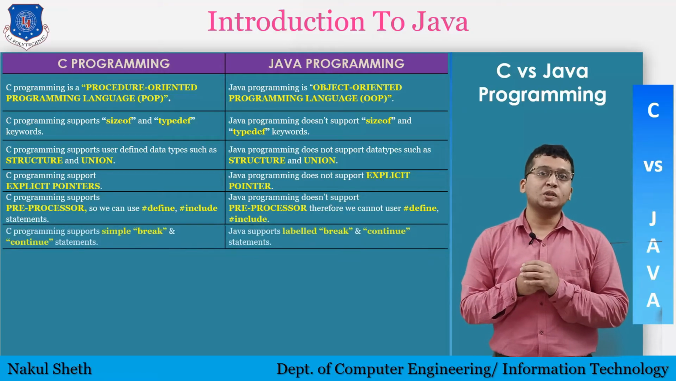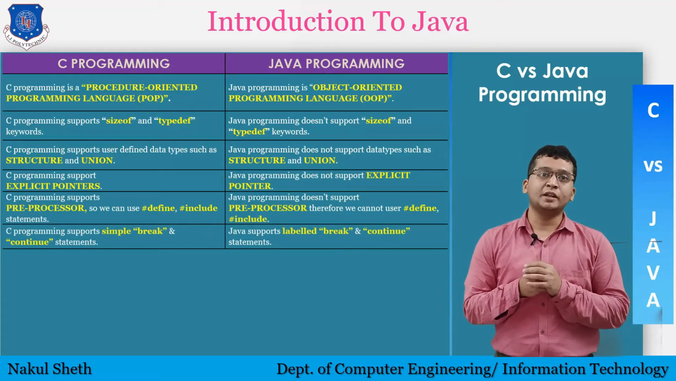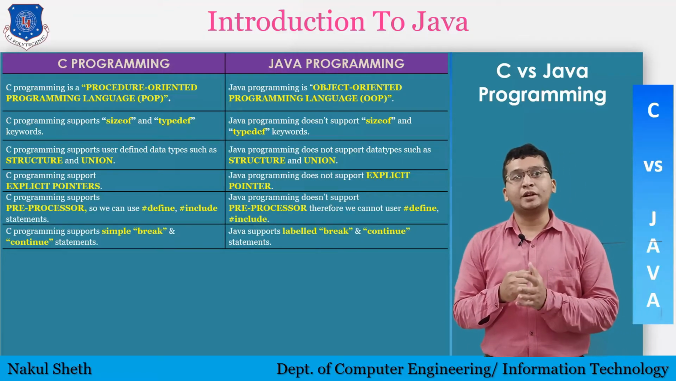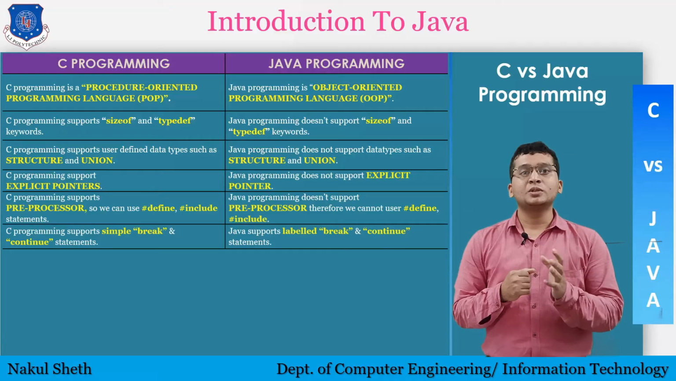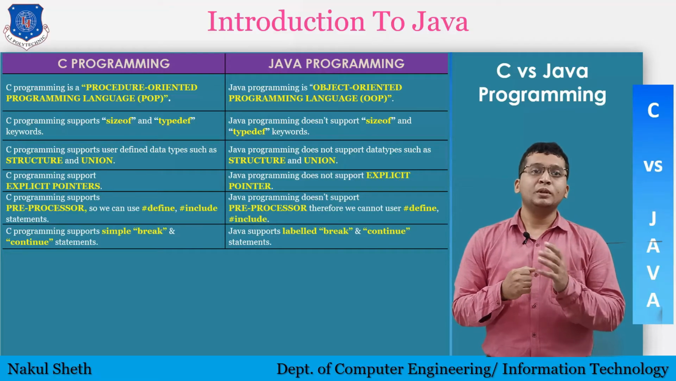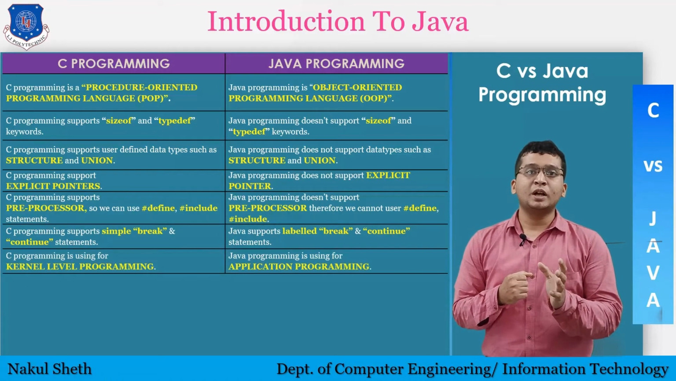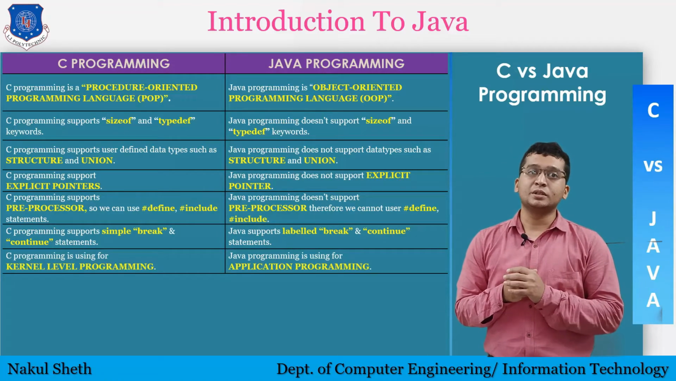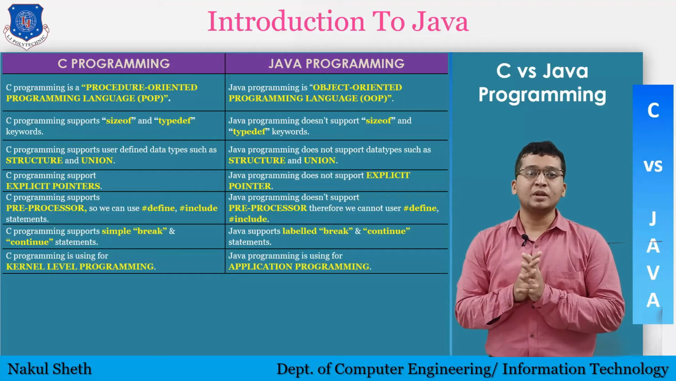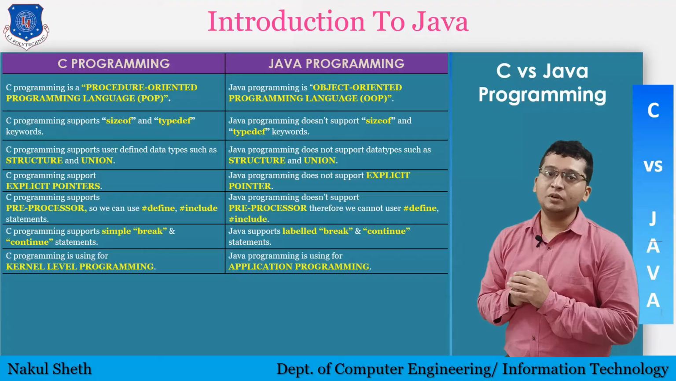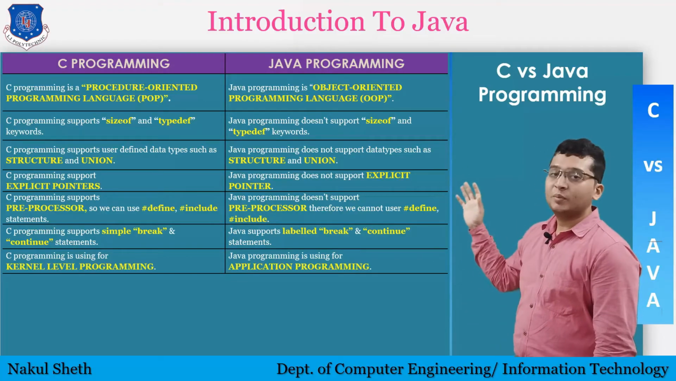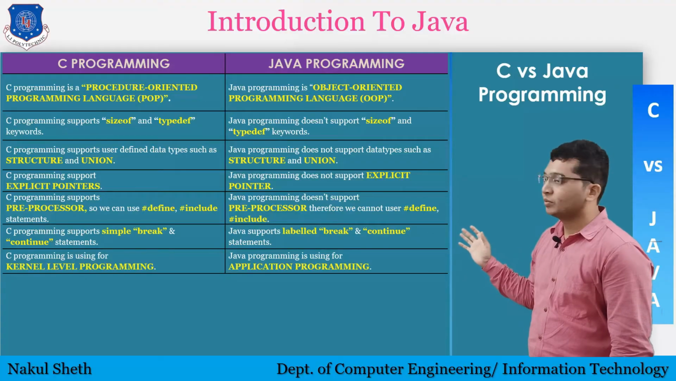The next difference is also about two keywords, that is break and continue. In C programming we can use simple break and continue statements, but we have to use labeled break and continue statements in our Java program. Now the next difference we have, C programming is used to develop OS kernels, which means C programming is used for kernel level programming, but Java programming is used for web or desktop applications. So we can say Java programming is used to develop application programs.